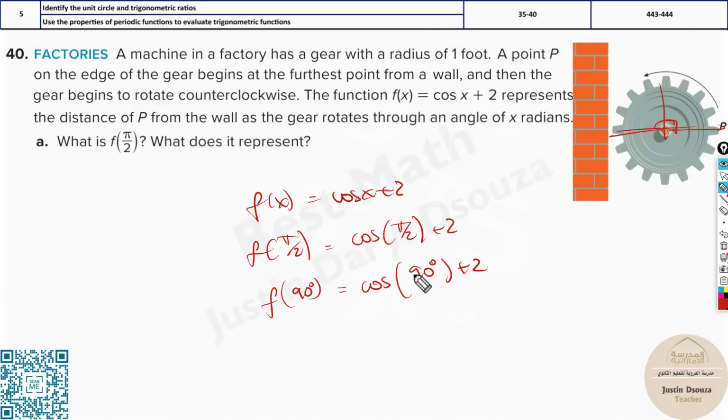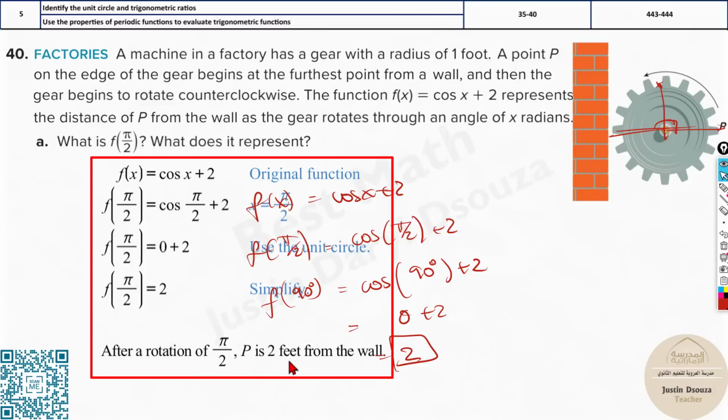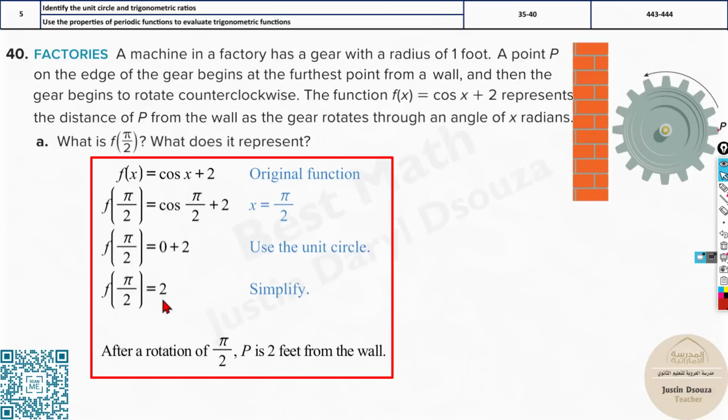And now cosine 90 degrees. What happens at 90 degrees? Cosine 90 is basically 0. You can do it in the calculator. Plus 2. So the answer is 2. So the first one, f of pi by 2 is basically 2. That means the point P is 2 feet away from the wall. That is what it says. See, it's 2 feet from the wall.